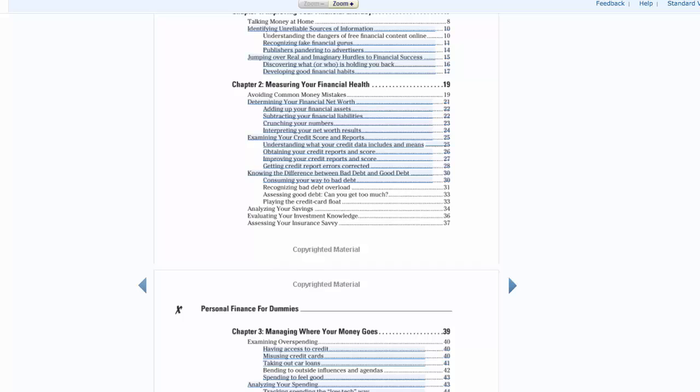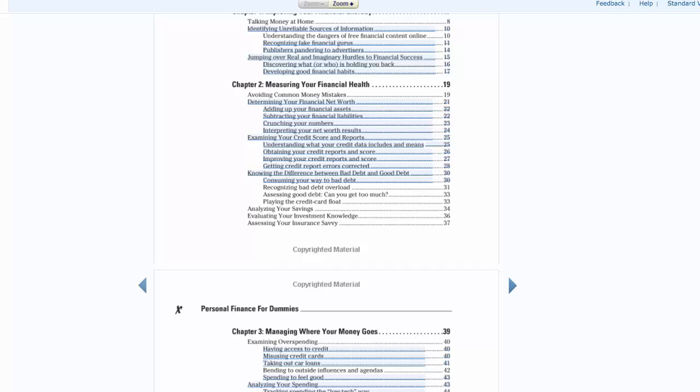This gets very exciting to me because there are patterns that you'll notice over time. So even if you're not in this specific topic, notice: avoid common mistakes, determine blank, examine blank, know the difference between blank, analyze your blank, evaluate your blank, and assess your blank. That's a whole outline that you can model yourself after.